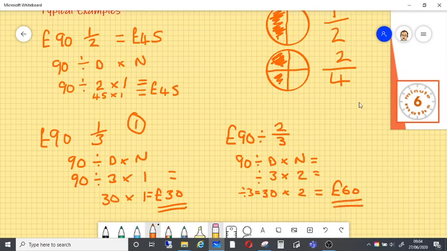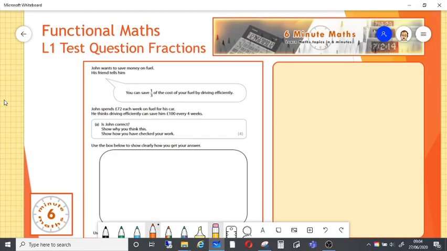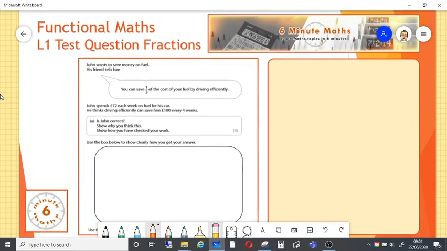Okay, let's look at the question. And remember, this is a level 1 functional skills question. It's a 4-mark question, and it says John wants to save money on fuel. His friend tells him he can save 1/3 of the cost by driving efficiently. John spends £72 a week on fuel for his car, and he thinks he can save £100 every 4 weeks. Is John correct? Well, let's find out what 1/3 of 72 is.